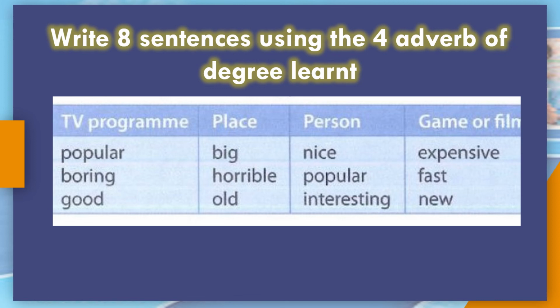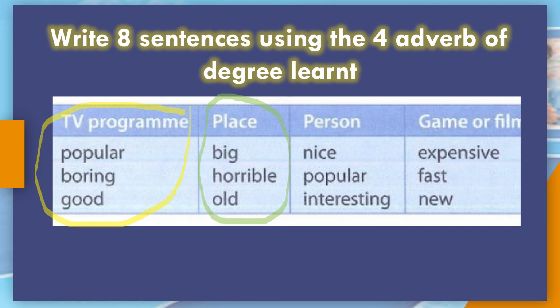And then you can write about a place in Malaysia or anywhere in the world. Big, horrible, old. You can use these words to make a sentence about a place. The first one, TV program. Use popular, boring, or good. Then we have place. Use big, horrible, or old. Remember to use an adverb of degree, so quite big, quite horrible, quite old, something like that.